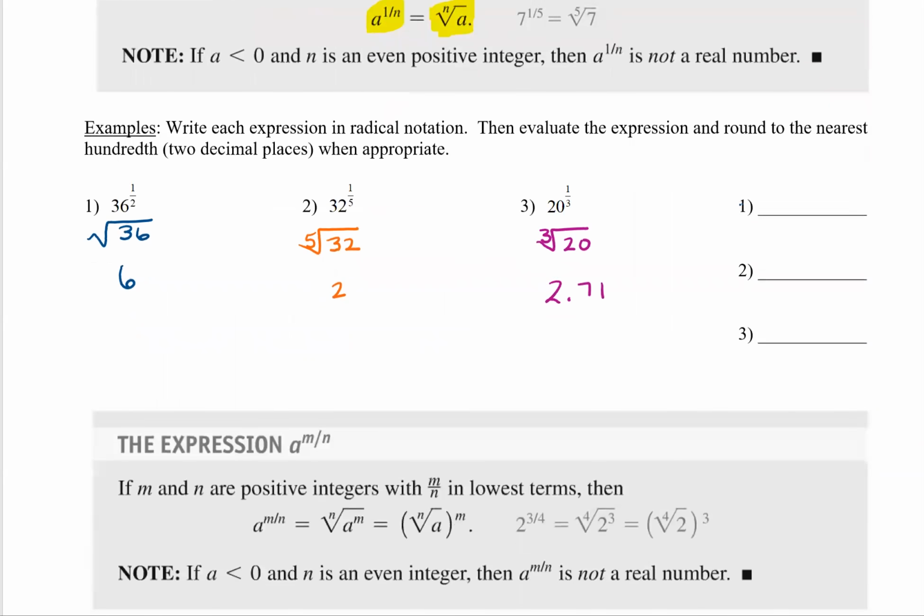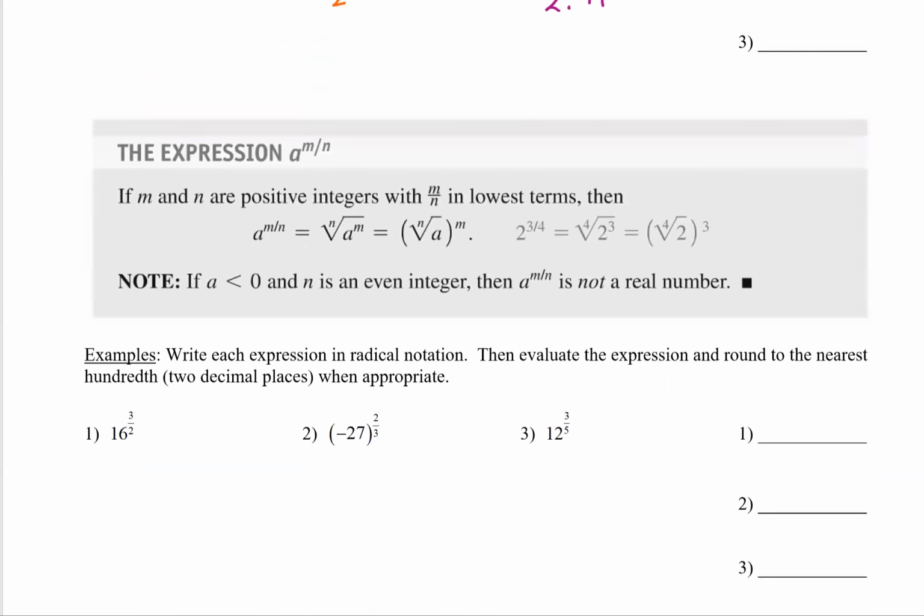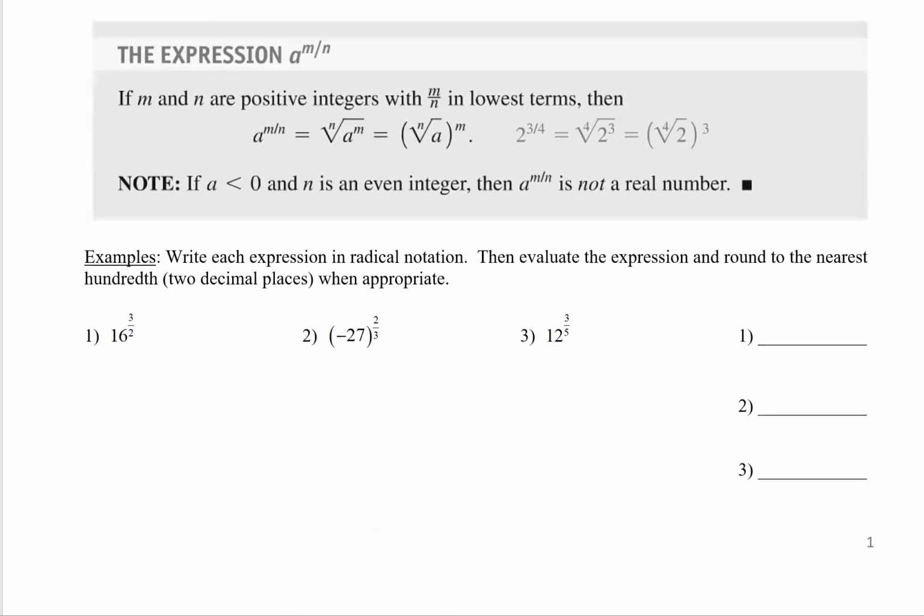Let's take this one step further. What if the numerator of the exponent is not 1? We can rewrite a rational exponent in radical form with these two. Notice that the denominator, n, is your index. The numerator, m, is your exponent.